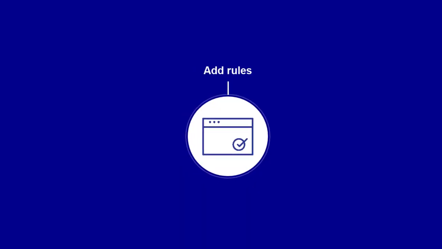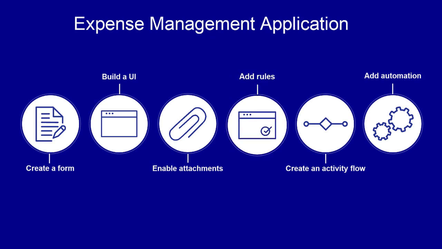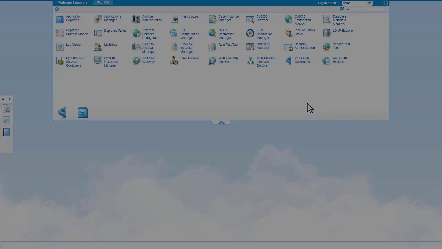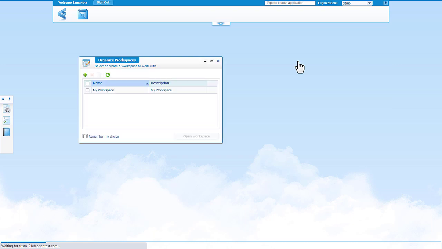This is the fourth video in the Expense Management Application series. In this video, you will learn how to enforce a receipt by using the rule building block in an expense management application. Sign into AppWorks Platform and open the created workspace.